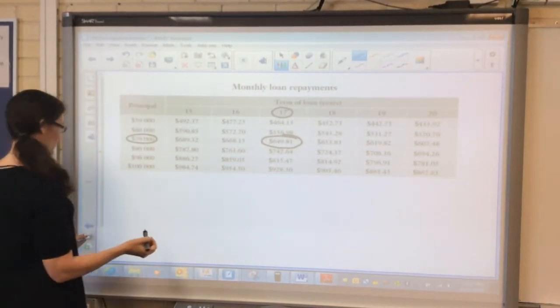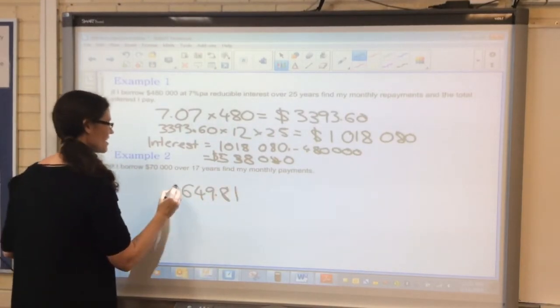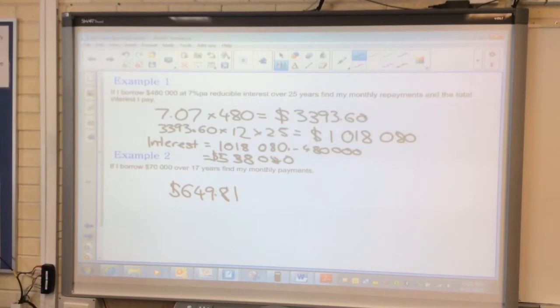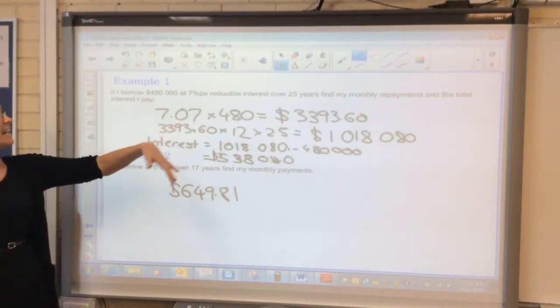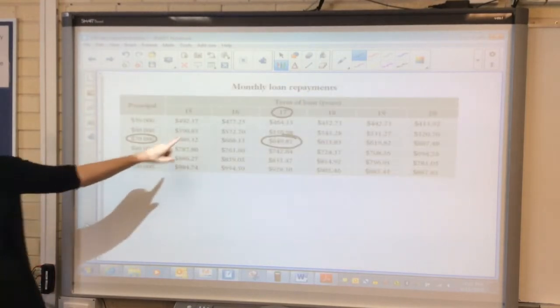Okay, so that's the answer. Per month, that just tells me what I pay every month. It's pretty cool. Done. How cool is that? There is no need to multiply, because it is the exact number from the table.